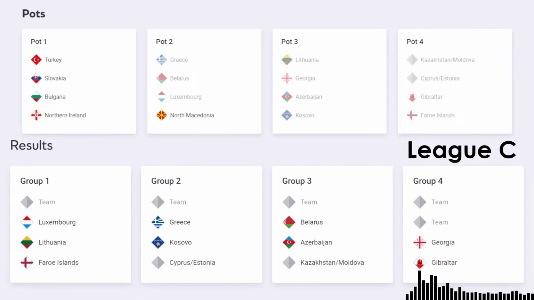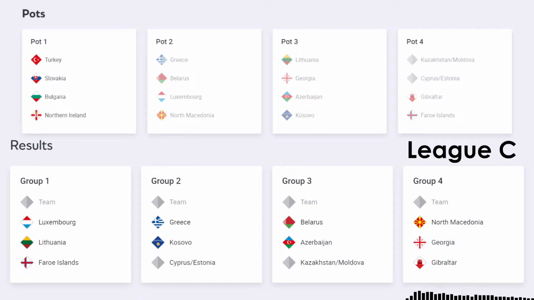So these are the teams selected for Group 1: Luxembourg, Lithuania and Faroe Island, and yet one team to be selected in every group. Group 2, Greece, Kosovo, Cyprus or Estonia, and Group 3, Belarus, Azerbaijan, Kazakhstan or Moldova, and in Group 4, North Macedonia, Georgia and Gibraltar. Last team of Group 1, last spot of League C: Turkey, Slovakia, Bulgaria and Northern Ireland.